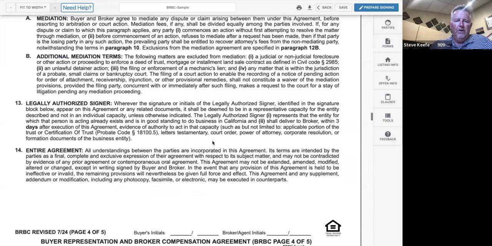Legally authorized signer, wherever the signature, it explains basically representative capacity and who the legally authorized signer is, and the buyer is acknowledging that they are certifying they have the right to sign as a legally authorized signer, and that the entity that they are signing for is in good standing in the state of California. So it is basically firming up that responsibility of signing for an entity.